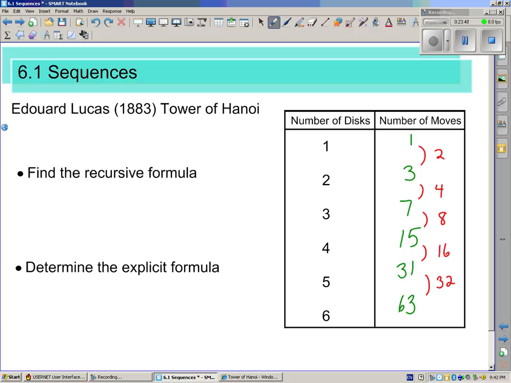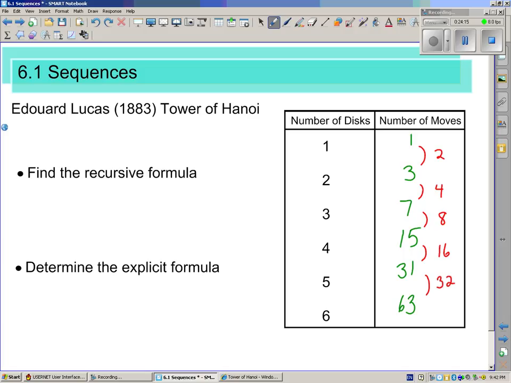I don't want to belabor it too much, but there are 2 formulas I'd like you to work on. Can you find the recursive formula? That is in terms of the previous term. If I have 2 discs, that term, number 2, is based on doing something to term number 1. Can you find a recursive formula?